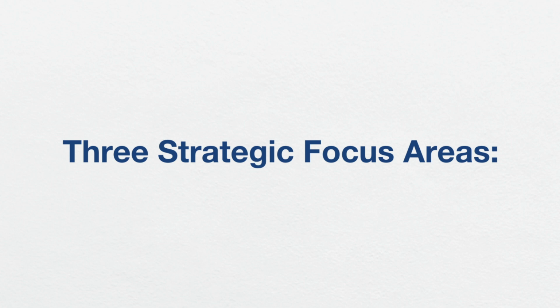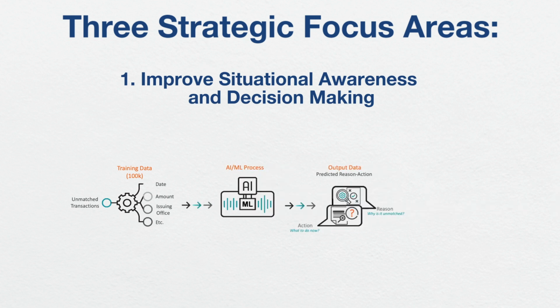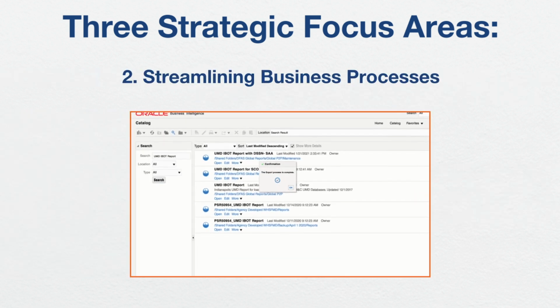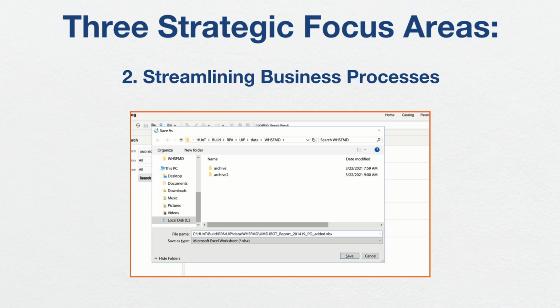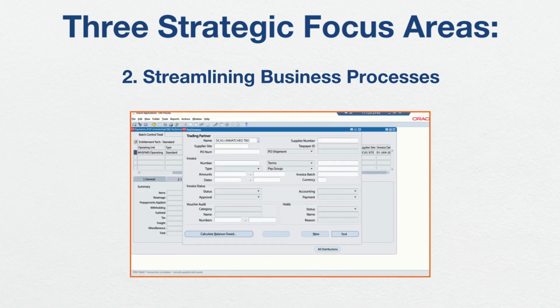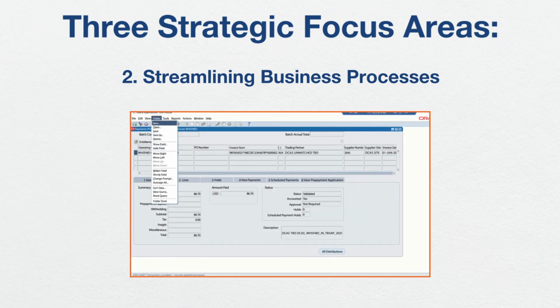HUnT addresses common, universal problems under the following 3 strategic focus areas. 1. Improving situational awareness and decision-making by providing tailored information that summarizes data sources into executive dashboards. 2. Streamlining business processes by using AI/ML to automatically categorize unmatched errors into populations that are eligible for bot use, enabling mass corrections of common accounting errors.